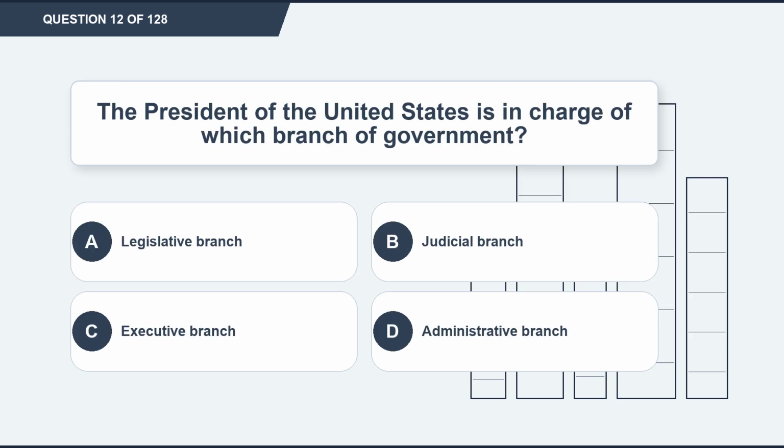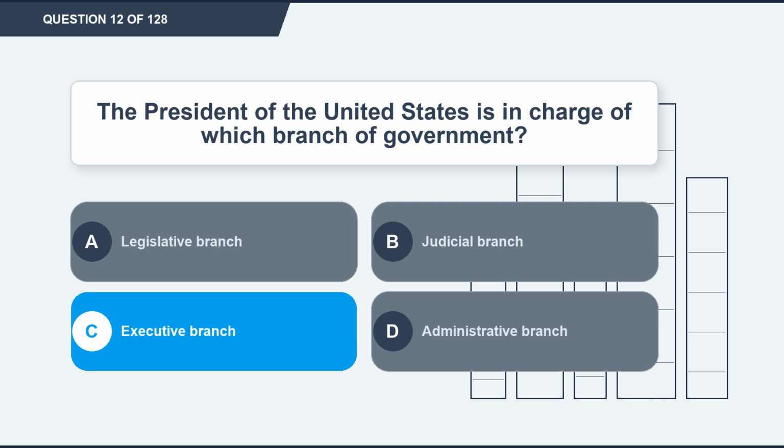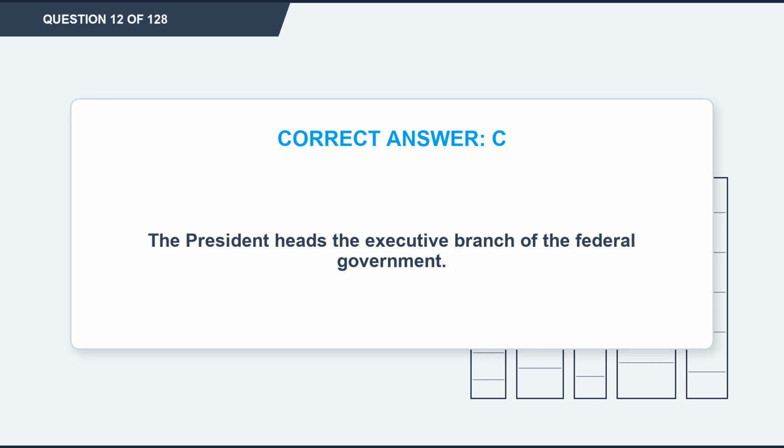Question 12. The President of the United States is in charge of which branch of government? Option A. Legislative branch. Option B. Judicial branch. Option C. Executive branch. Option D. Administrative branch. The correct answer is option C. Executive branch. Explanation. The President heads the executive branch of the federal government.